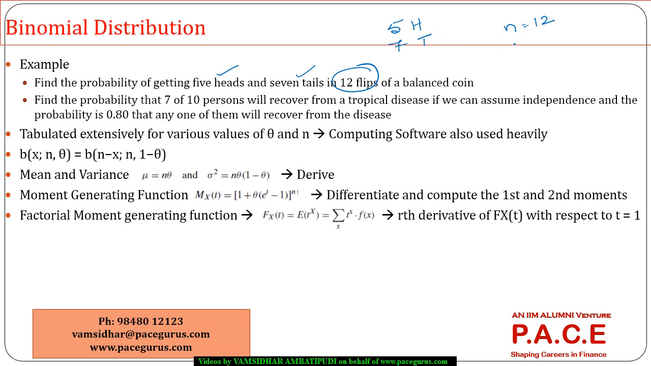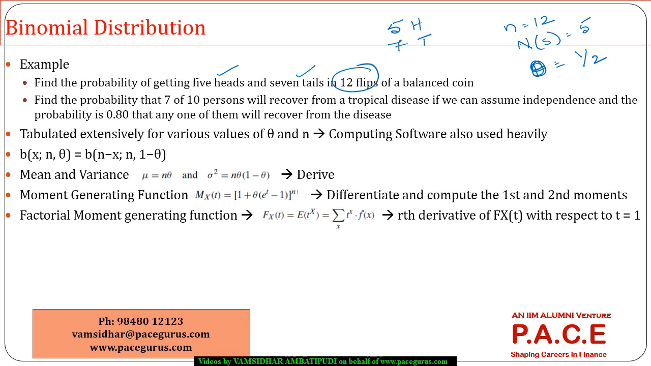So let's say getting a head is a success. So the number of successes is 5, right? Because we are calling head a success. What is the probability of success, which is theta? The probability of success is 1 by 2. Getting a head, the probability is 1 by 2.